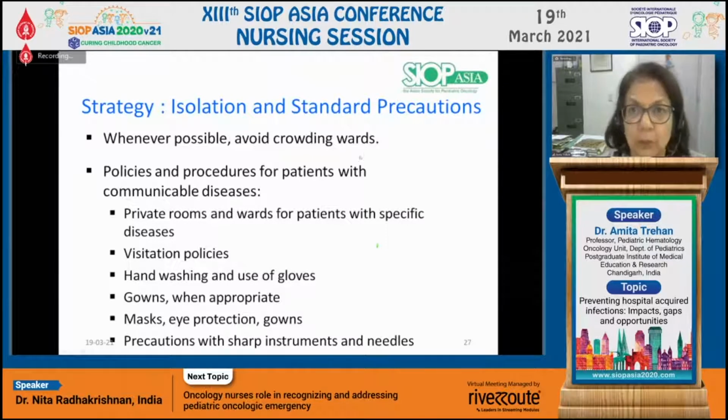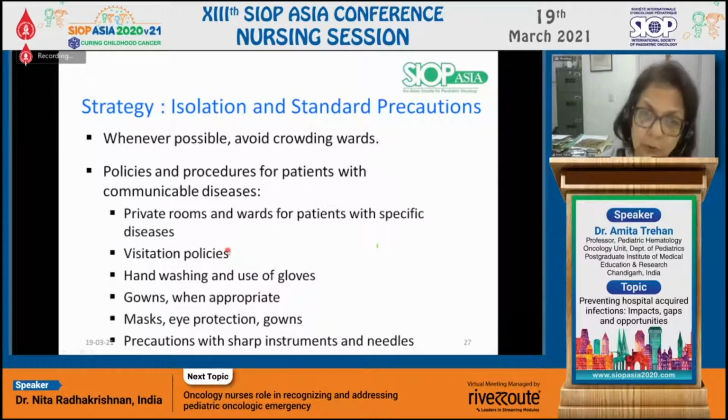Whenever possible, avoid crowding wards. Yes, easier said than done, but we still have to put in efforts. Patients who have communicable diseases, we have to make sure they're either in private rooms or in wards with specific diseases. Naturally, if somebody has diarrhea, it's better they are separate. Visitation policies: relatives have to be curtailed. Culturally in India, it's very good that we have a lot of relatives who come when a child is unwell. However, we also appreciate that we cannot have six people at one time to see a patient. So this has to be strict.